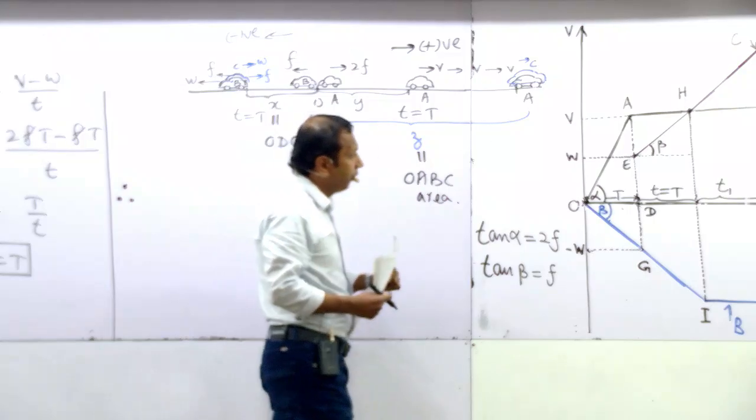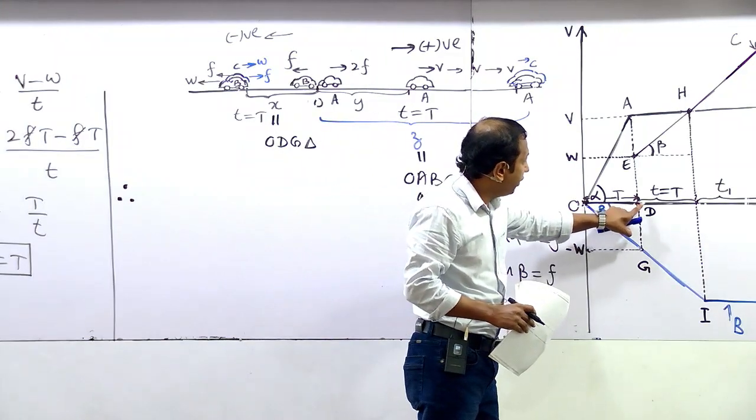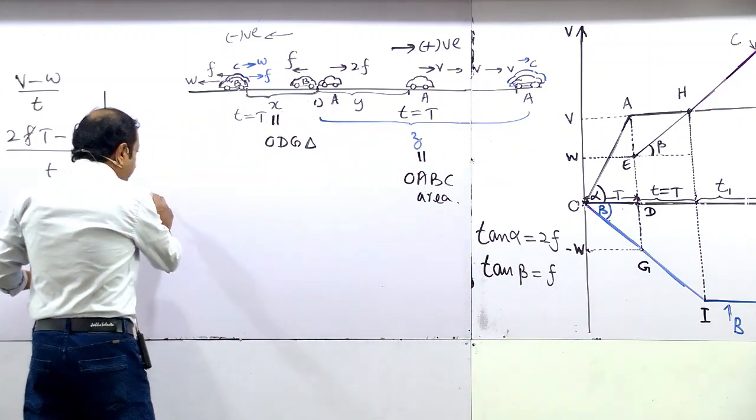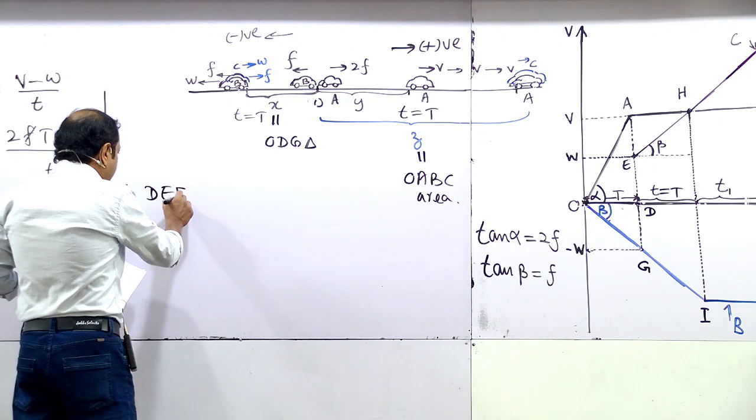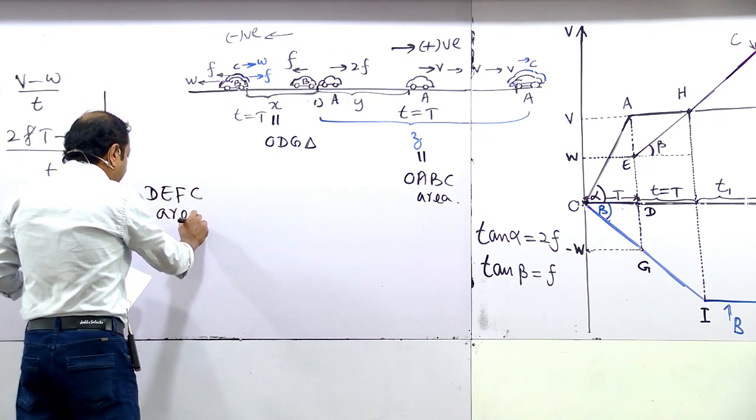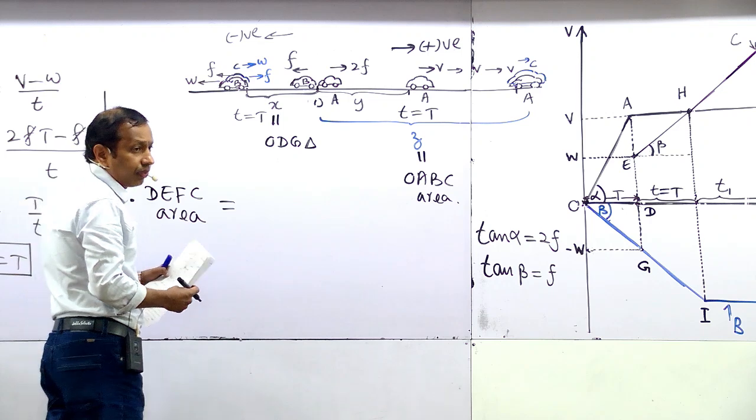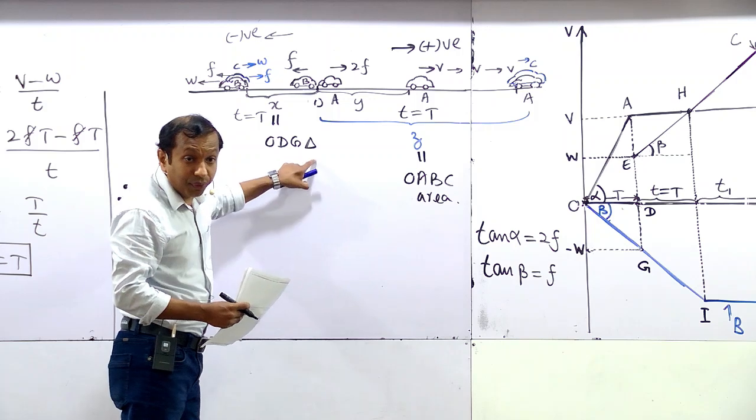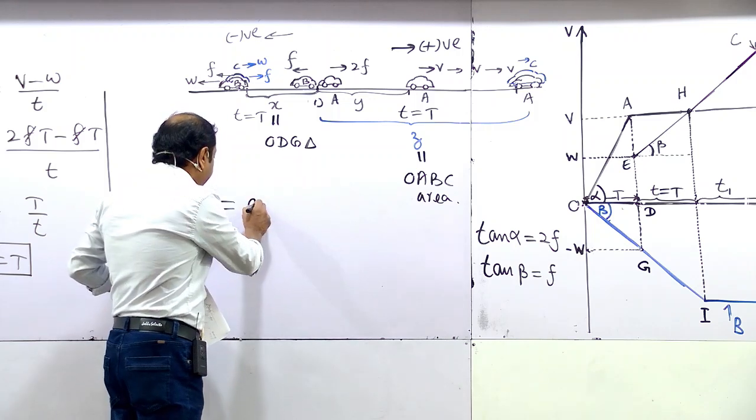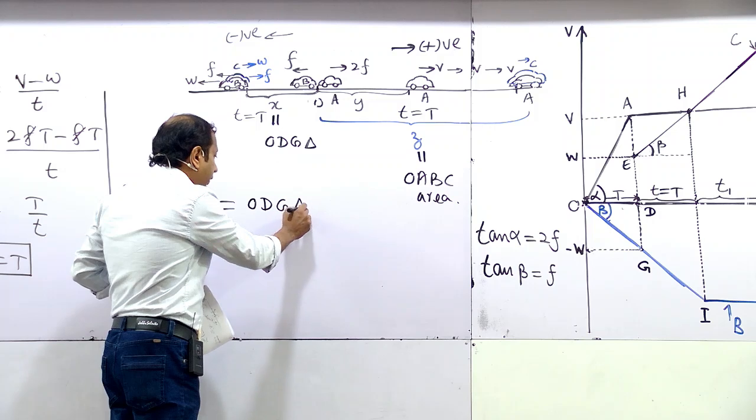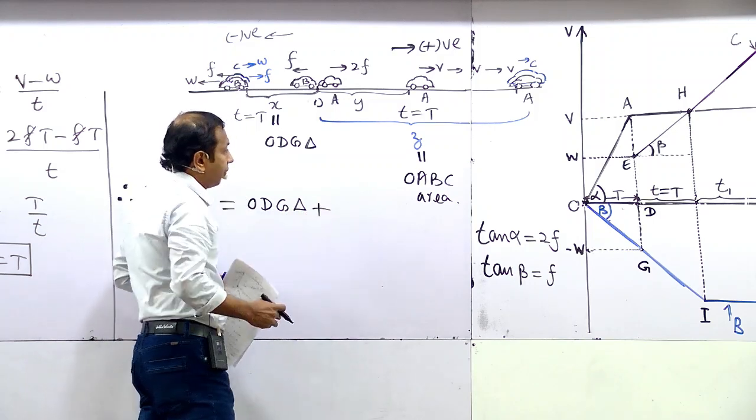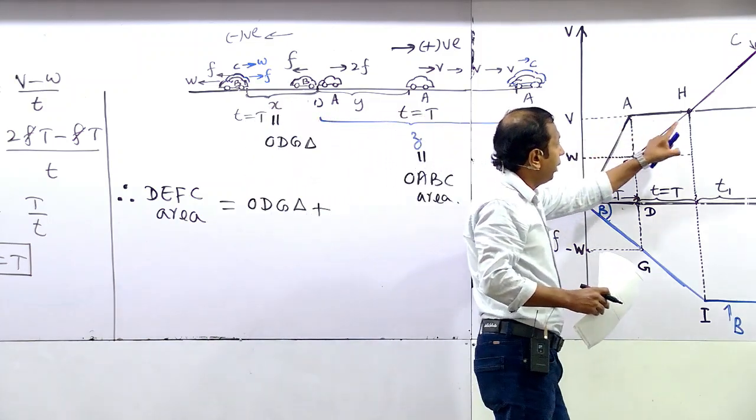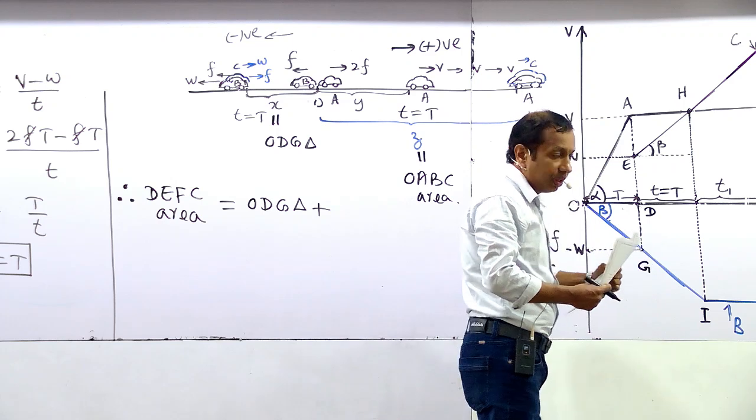Yes, the distance traveled by C is going to be the DEFC area. DEFC area is equal to what? X plus Y, no? What is X? X is given by the ODG area. ODG area plus Z is the OABC area. OABC area.